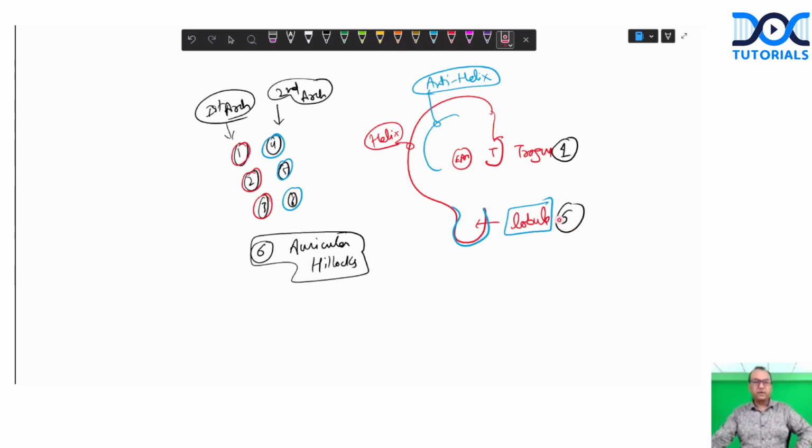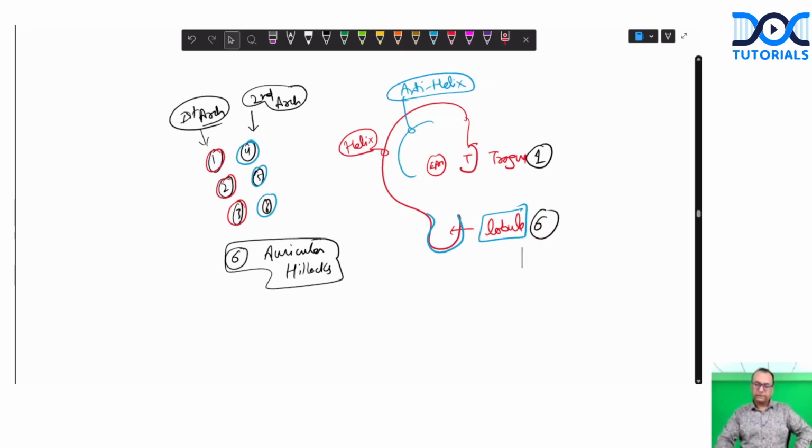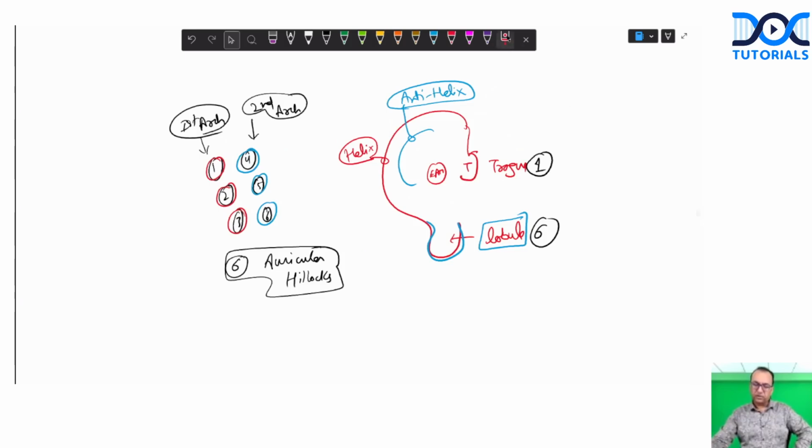Different books will give different theories, but I think you better follow what I taught you, though it is controversial. So number 1 gives you the tragus, and number 6 gives you the lobule. Obviously that is second arch giving the lobule and first arch giving the tragus, which is in front of the external auditory meatus. So just some idea.